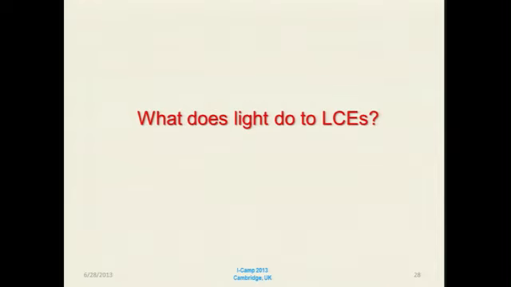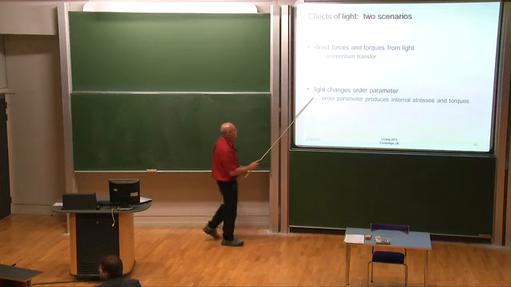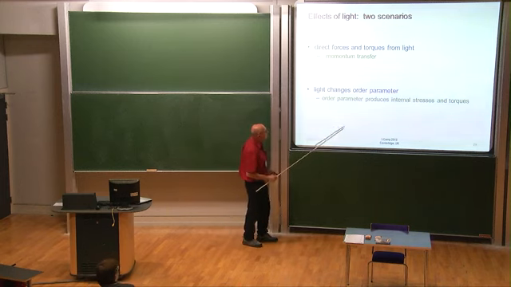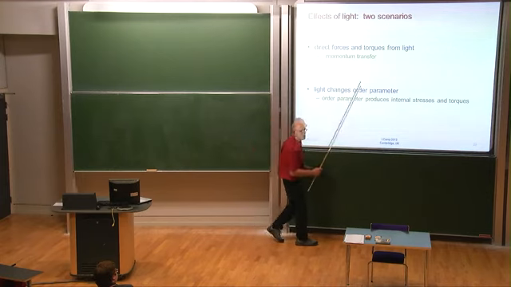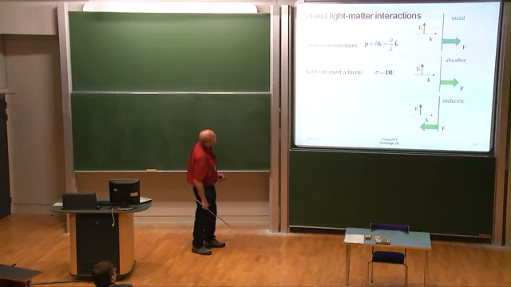So I think I'll move on now and talk about the complementary part of this problem. What does light do to liquid crystal elastomers? And there are basically two scenarios that one can think of. One can think about direct forces and torques from light. Light can simply push and pull and twist things. So this is associated with momentum transfer. Or we can think about light affecting the order parameter somehow, and then the consequences of this produces internal stresses, torques, strains, and so on. So let's think about the first part first.